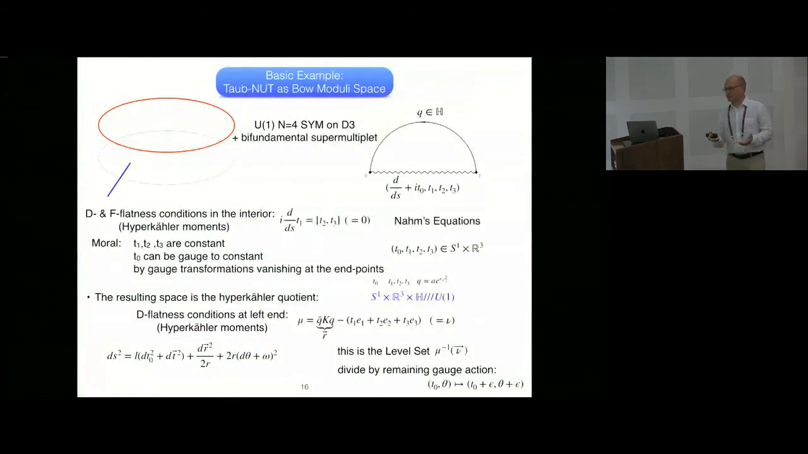So let's see what these bows are useful for. For example, let's find some bow moduli space. Let's say we have only D3 brane and NS5 brane. What's the moduli space of that?